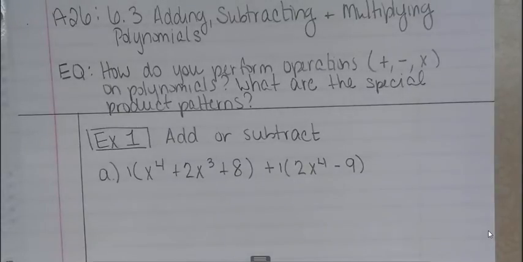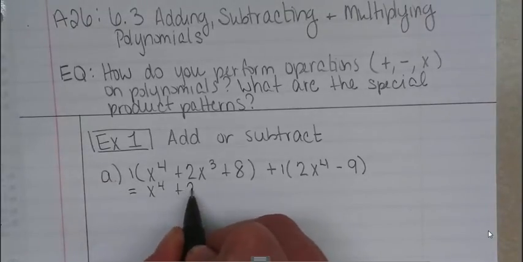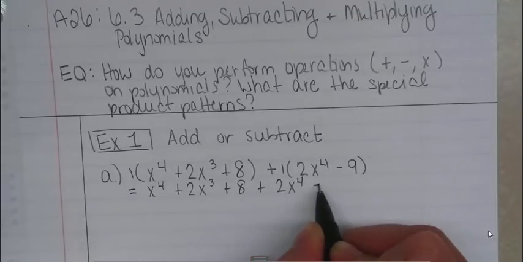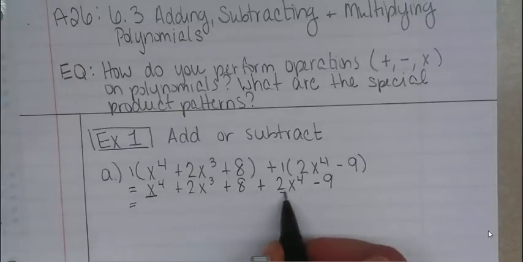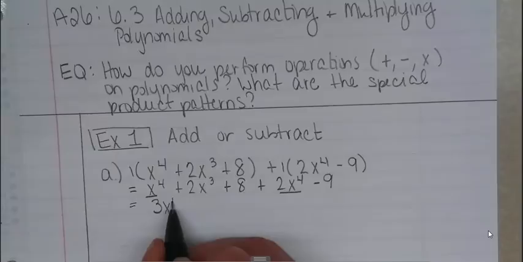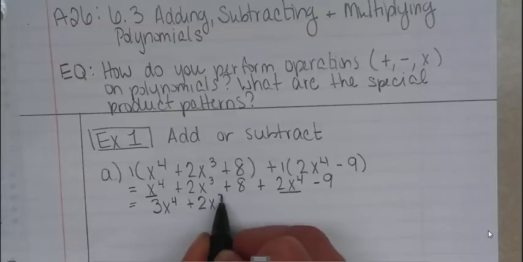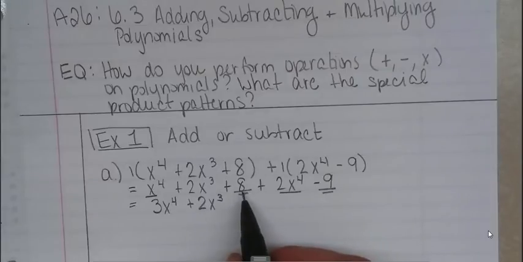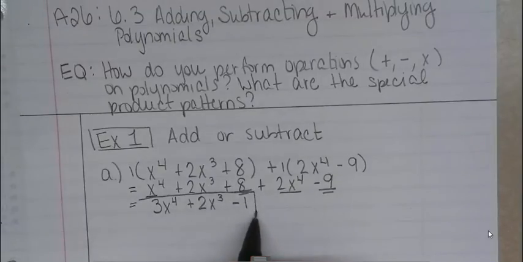So if I'm just distributing 1, does anything change? No, of course not. So really now I have x to the 4th plus 2x cubed plus 8 plus 2x to the 4th minus 9. And now I need to combine like terms. So looking for like terms, I can see that I've got some x to the 4th, so I'll underline those once, and I end up with 3x to the 4th. I've got an x cubed that's all by itself, so I'll add that. And then I've got constants, right? Numbers with no variables. Okay, so we end up with, let's see, an 8 minus 9 is going to give me a negative 1. And voila, there it is.